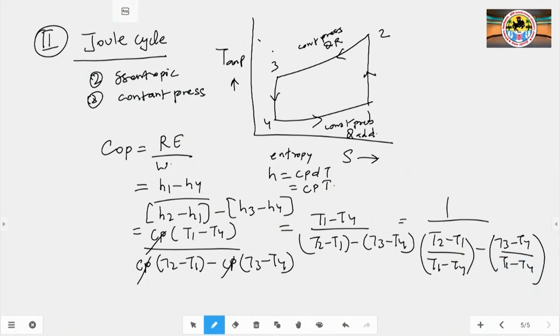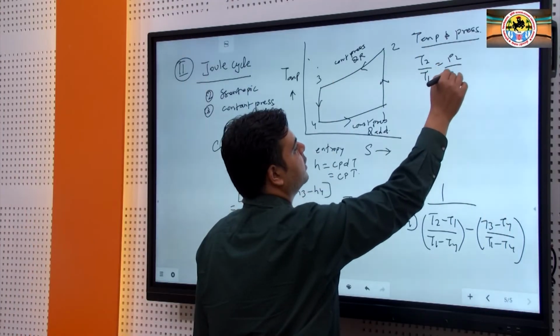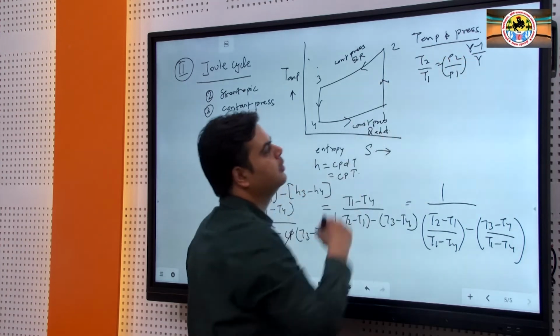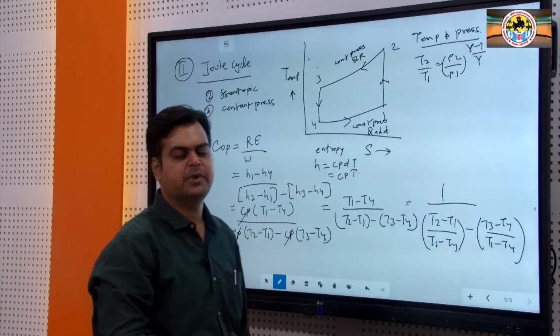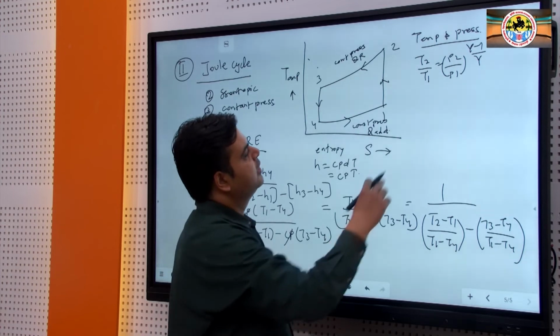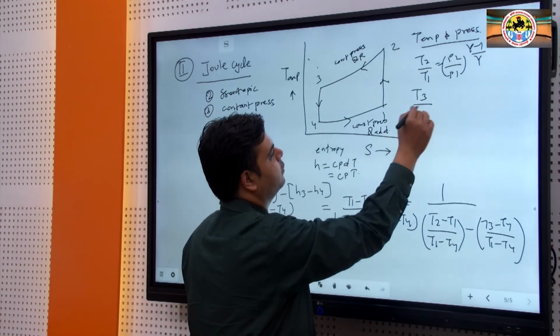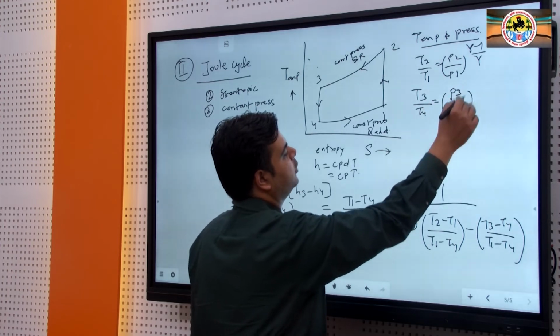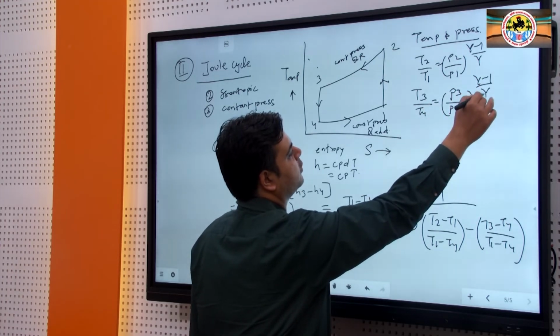Then what is the difference between the temperature and pressure? The relation between temperature and pressure, that is T2 upon T1 is equal to P2 upon P1 to the power of gamma minus 1 upon gamma. That is the relation between temperature and pressure for a reversible cycle. For the same, T3 upon T4 is equal to P3 upon P4 to the power of gamma minus 1 upon gamma.